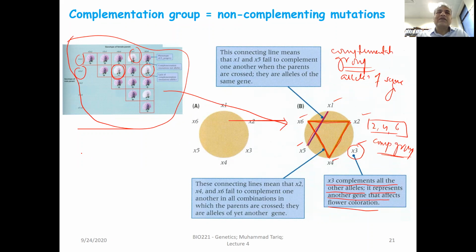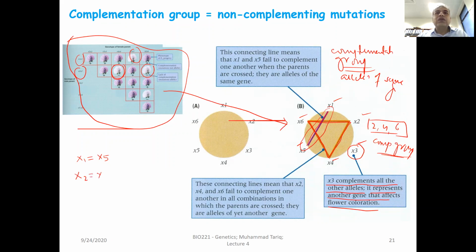So I think 4, 1, 5, 4, and 6. Who said 3? Sadaf. Sadaf is right.